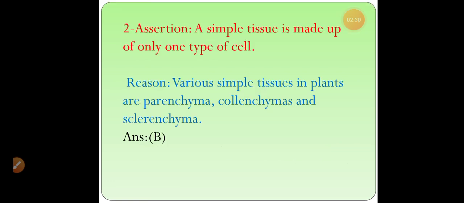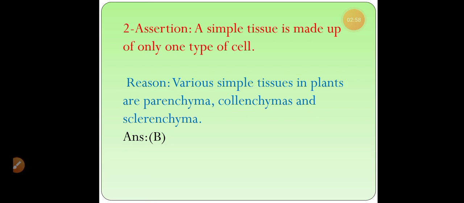Now, our second question, a simple tissue is made of only one type of cell. It is assertion. Reason is given, various simple tissues in plants are parenchyma, collenchyma and sclerenchyma. Now, when we read this assertion, it is true. Simple tissue is made up of only one kind of cells. That's why they are known as simple.